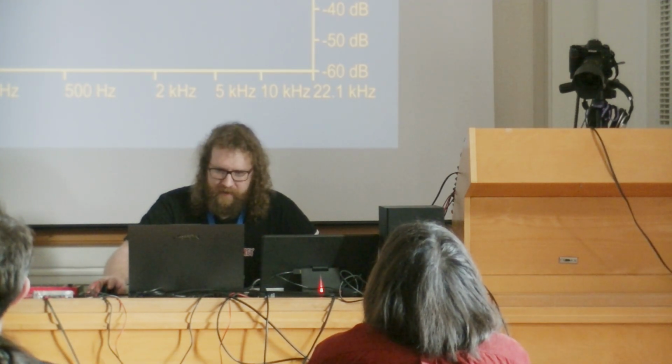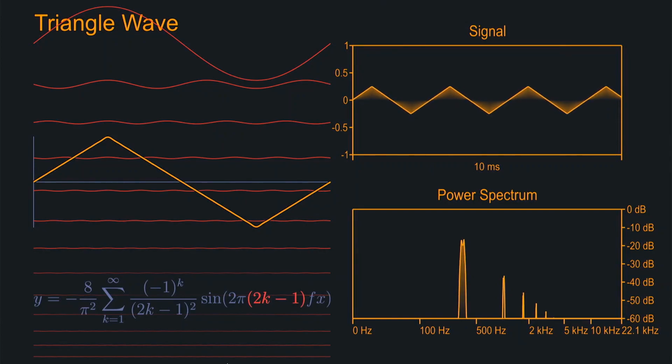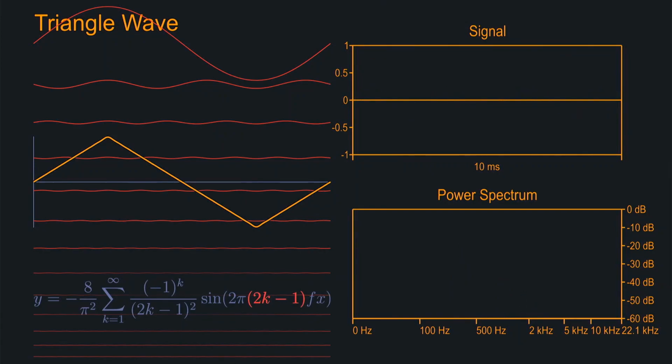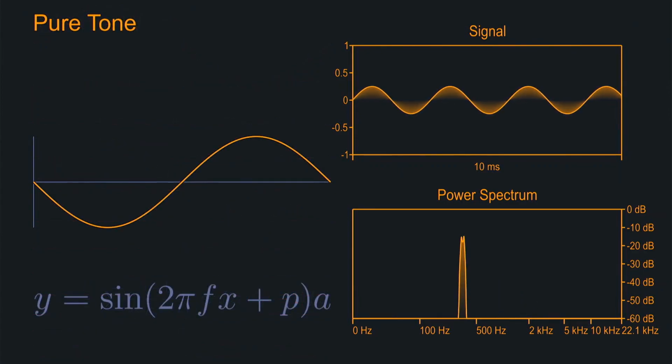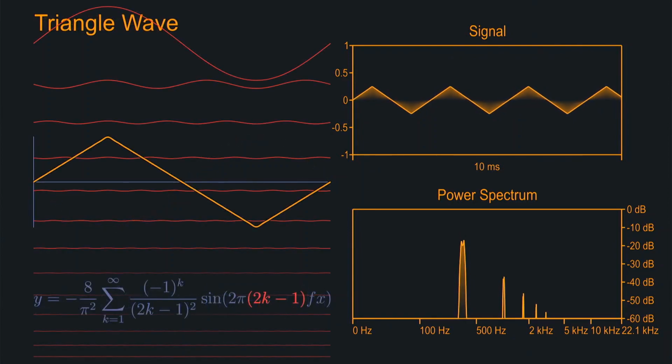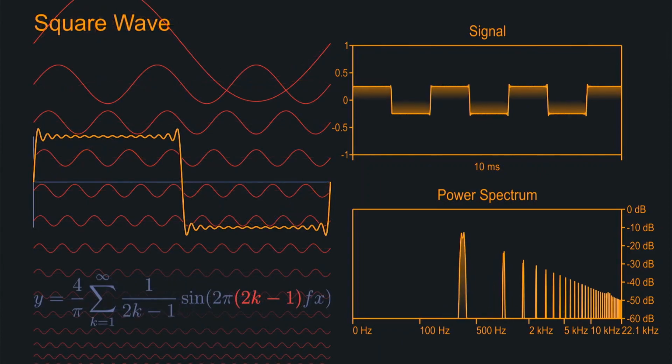Anyway, another wave is a triangle wave. Again, you just have odd harmonics, but you can see they are decreasing much more rapidly. That's also why it sounds much more like a sine wave. It's kind of like a digitalized sine wave. If I switch between, that's a sine wave, that's a triangle. That's a much more subtle difference than between this and this.